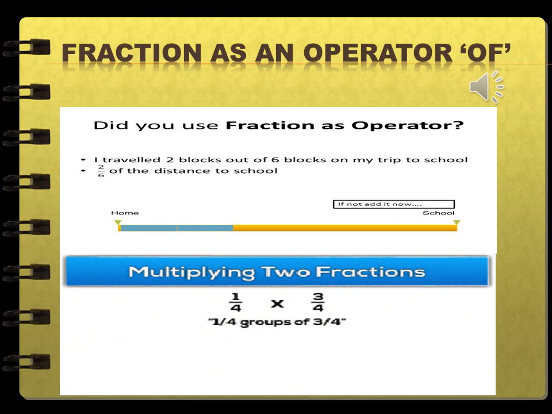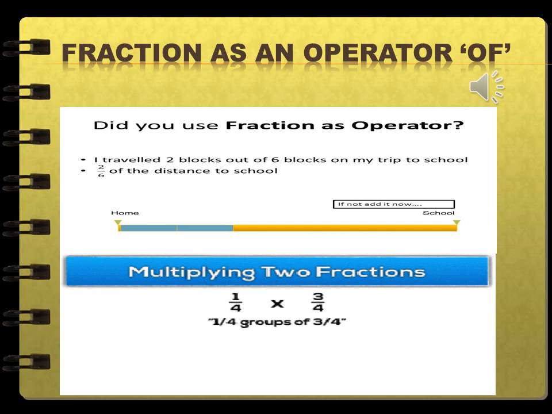Fraction as an operator of. The word of represents multiplication. With an example, as shown on the screen, you can see I traveled 2 blocks out of 6 blocks on my trip to school. So how much total distance have I covered? The total number of blocks was 6 and I have covered 2 out of it. So I have covered 2 upon 6th of the distance of the school.